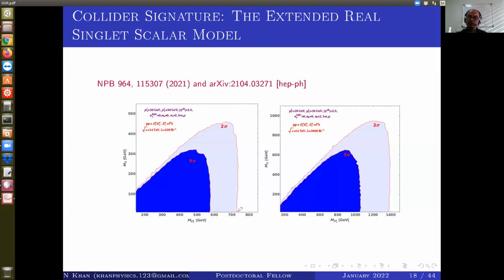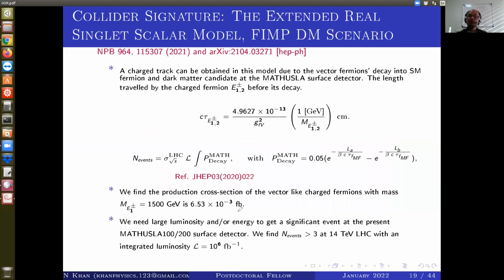Here we considered weakly interacting massive particles. So now if we consider feebly interacting massive particles, can we get a signature at the LHC? Because we don't know what the type of the dark matter is. It can be feebly interacting, it can be anything. So if it happens to be feebly interacting, can we detect the dark matter at the LHC?